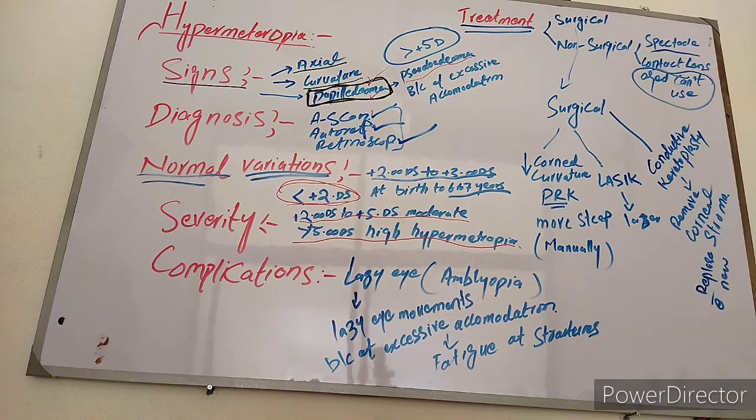The third procedure where we treat hypermetropia surgically is conductive keratoplasty. Here what we do, we remove the stroma of the cornea and replace it with a new stroma. Then this is called conductive keratoplasty. These are 3 surgical treatment options for hypermetropia, and I have explained hypermetropia in detail.